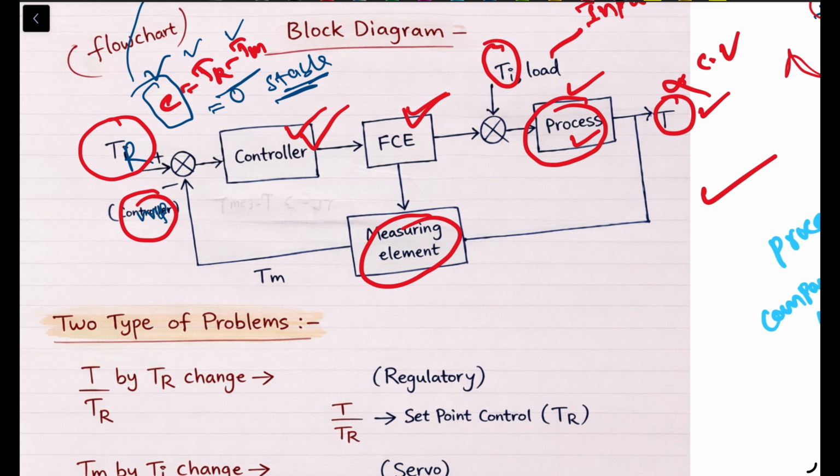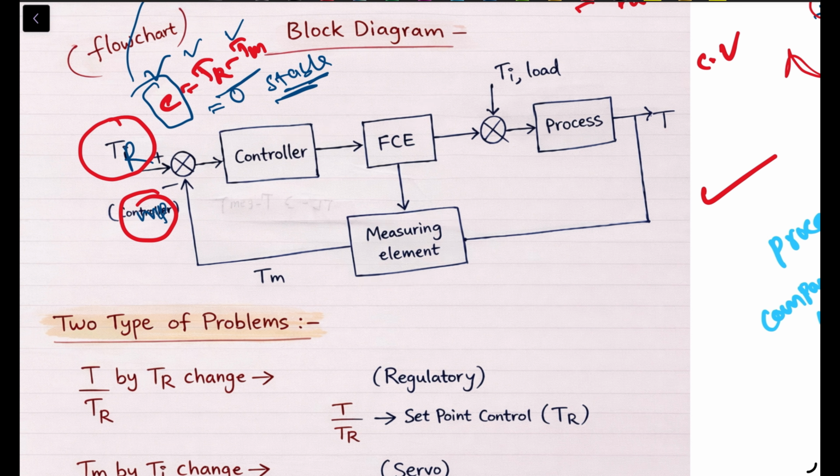What exactly is the process? So a process, CSTR. The output from the process is the temperature T. So this is what controlled variable. Remember always, this is the controlled variable.